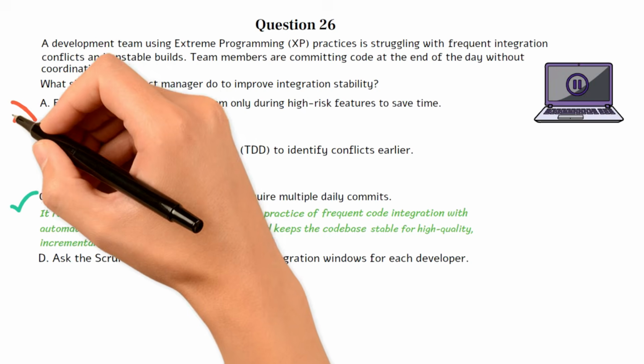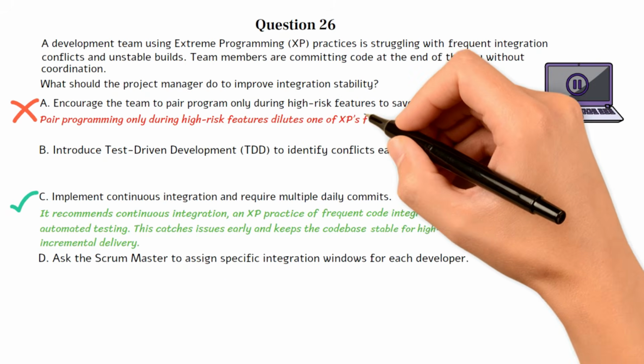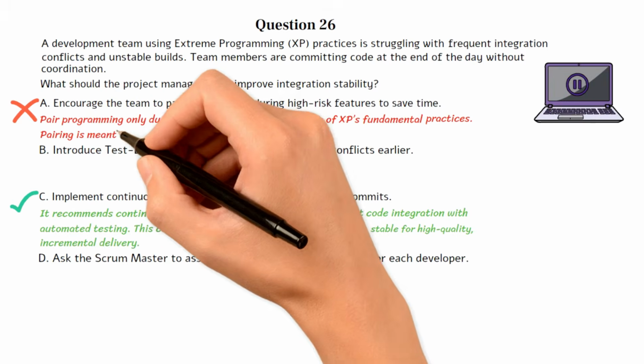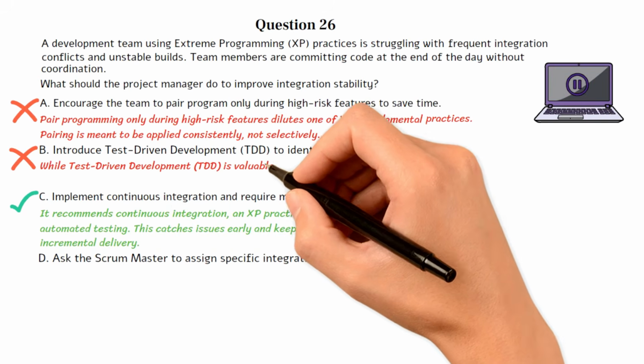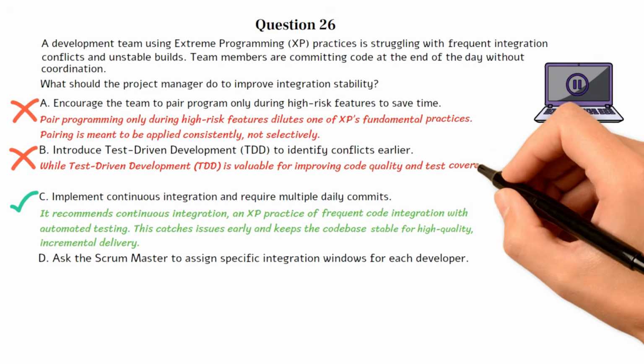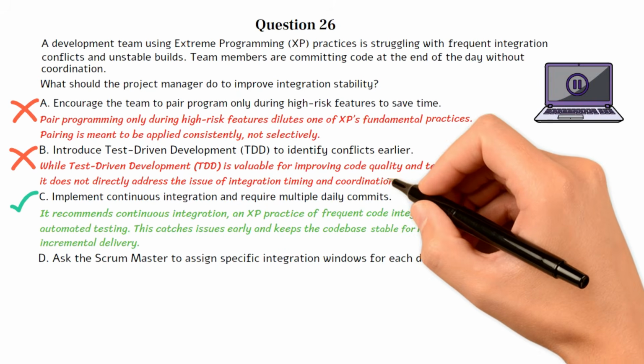Choice A is incorrect. Pair programming only during high-risk features dilutes one of XP's fundamental practices. Pairing is meant to be applied consistently, not selectively. Choice B is incorrect. While test-driven development is valuable for improving code quality and test coverage, it does not directly address the issue of integration timing and coordination.